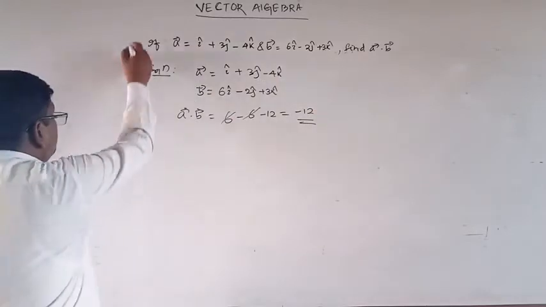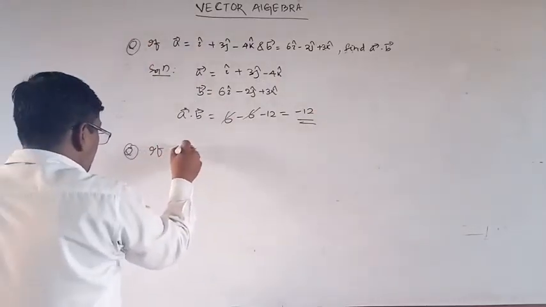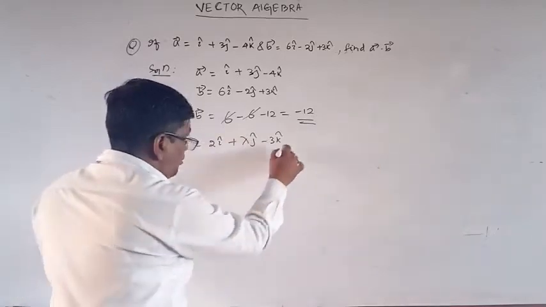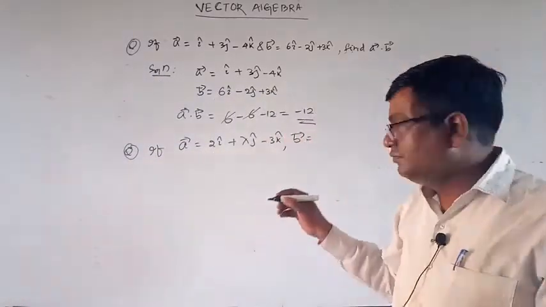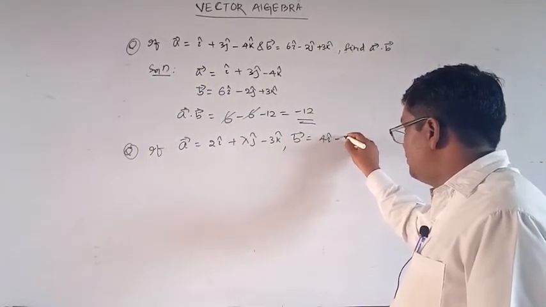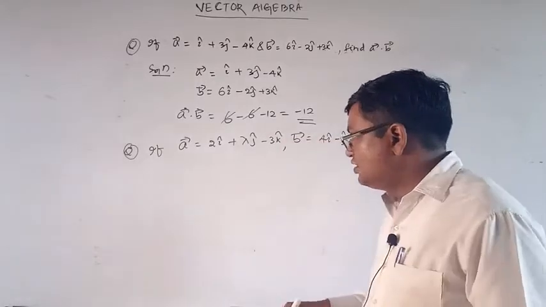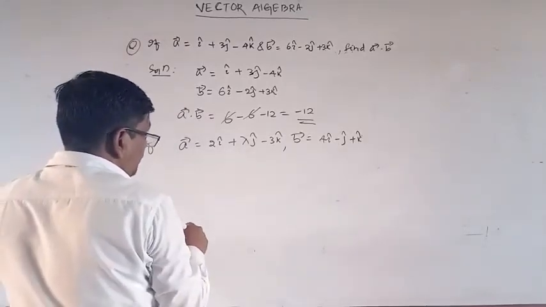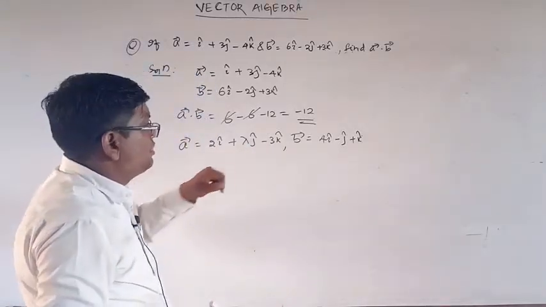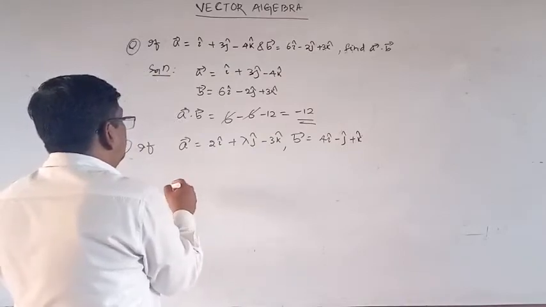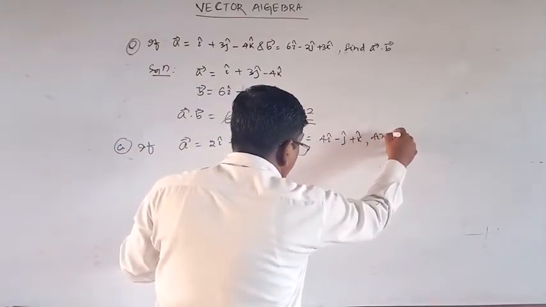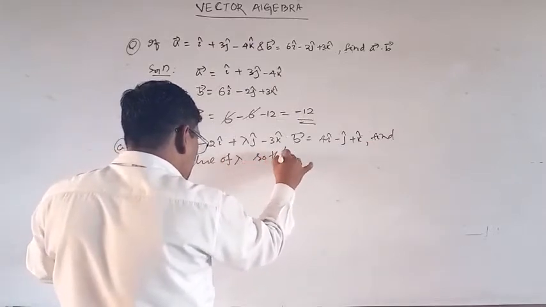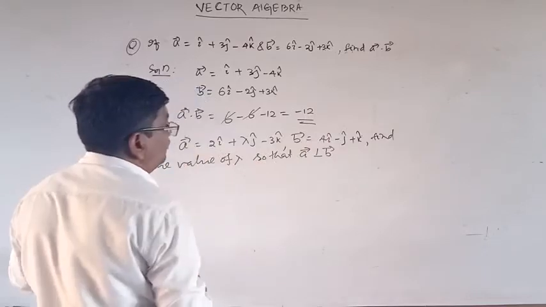Okay. Another question. If A vector equals 2i plus lambda j minus 3k cap, and B vector is equal to 4i minus j plus k, find the value of lambda so that vector A is perpendicular to vector B.